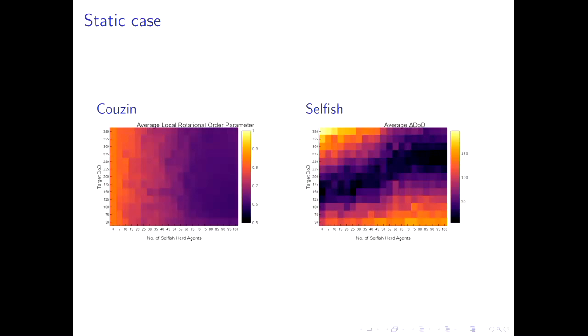We're recording these 2 parameters that we care about. One is the local rotation, which is an indication of milling for Couzin, and the other is this average delta DOD, which is basically how close I am to my target DOD. As we increase the number of selfish herd particles, so the proportion of selfishness, we see a general trend that the rotation dies down. It goes from around 0.8, and the way this rotation is calculated is just an angle to the nearest group of particles nearby. As we increase more and more selfishness into the system, this rotation dies down.